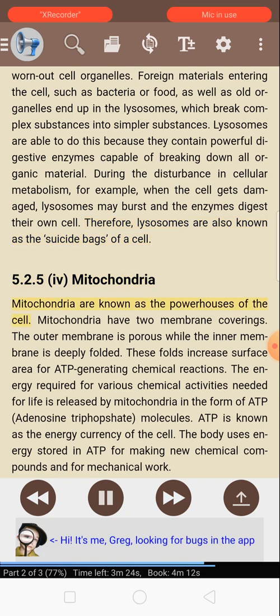5.2.5 V, mitochondria. Mitochondria are known as the powerhouses of the cell. Mitochondria have two membrane coverings. The outer membrane is porous while the inner membrane is deeply folded. These folds increase surface area for ATP generating chemical reactions.